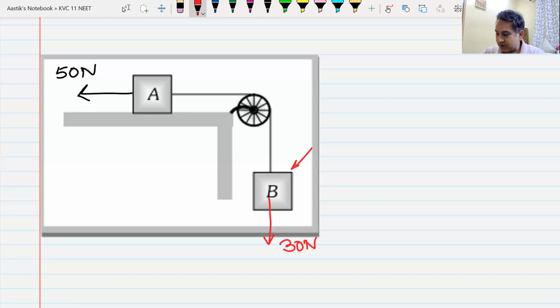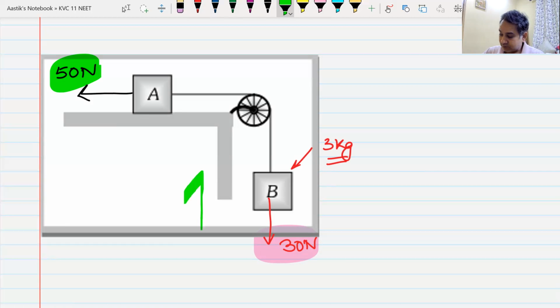This is a 3 kg block, remember. The downward force is only 30 newtons. But the upward force now has become 50 newtons. 50 will win. So it has to move where? This will move upwards and this will move leftwards. Do we understand this? Yes or no?